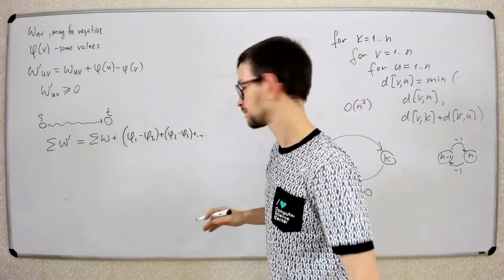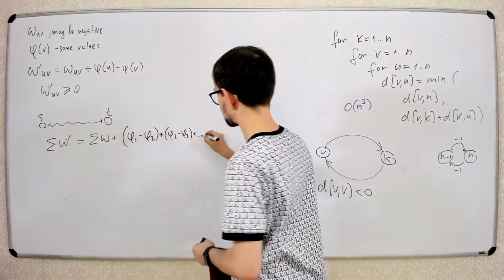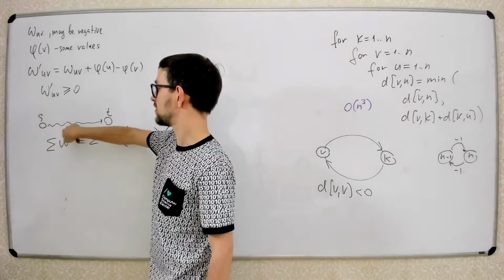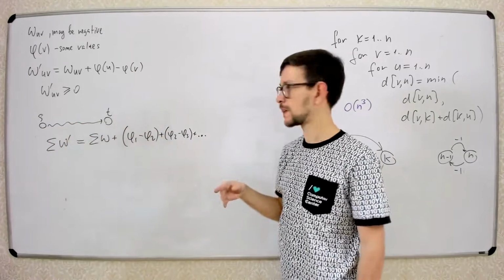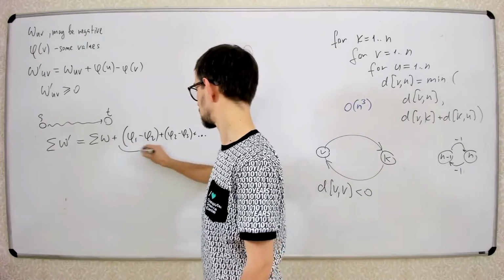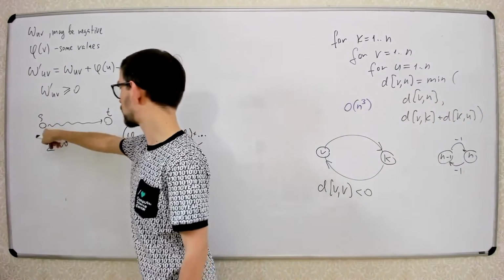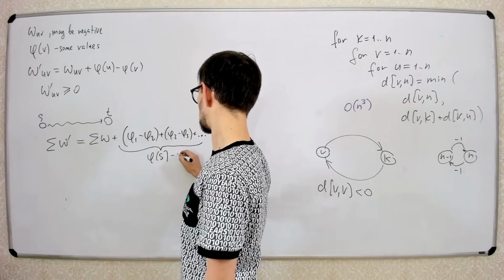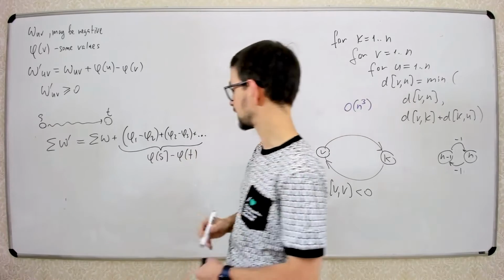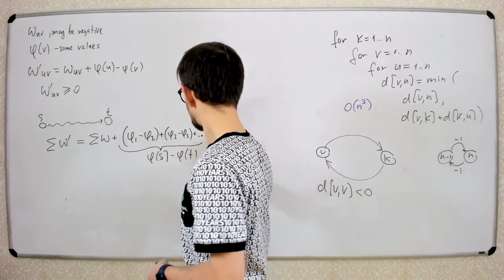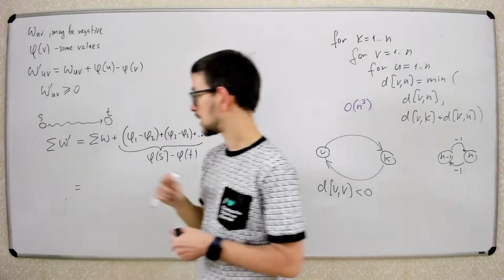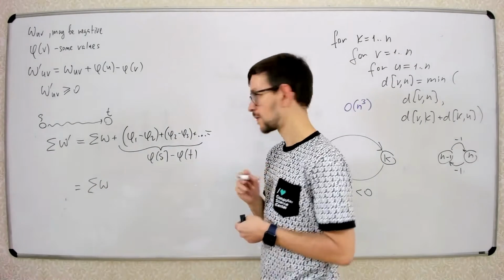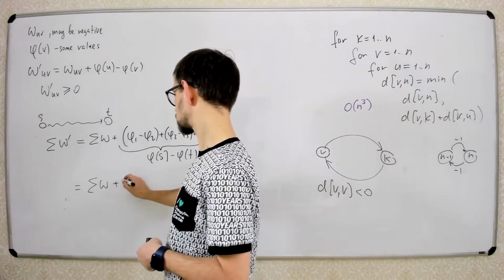Yeah? So for this edge you will add this difference, for this edge you will find this difference, for this edge you will find this difference, and so on. Now, the sum of all these differences will be the difference between the first and the last one. So it will be just potential of S minus potential of T. So the weight of this path will be the weight in the old graph plus the difference of these potentials.